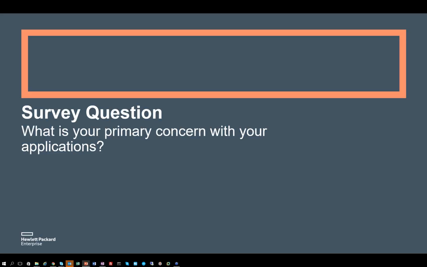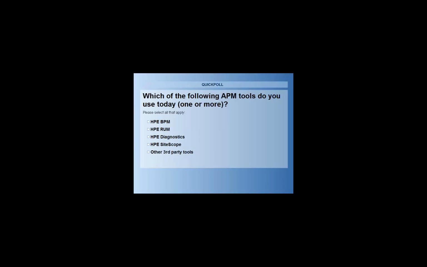Okay. Do we have another survey question to run there? We do. We just popped it up. This particular question is, which of the following APM tools do you use today? One or more, so if you've got them all, you can check them all. The first one's BPM, RUM, Diagnostics, SiteScope, and then the final is other third-party tools. That would be interesting to know, what APM tools are out there.